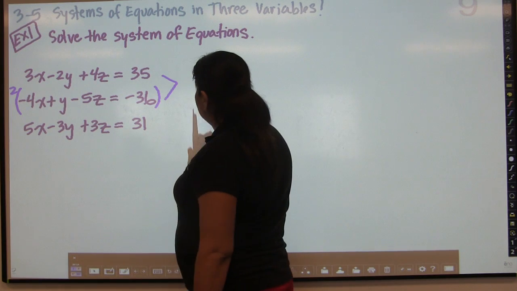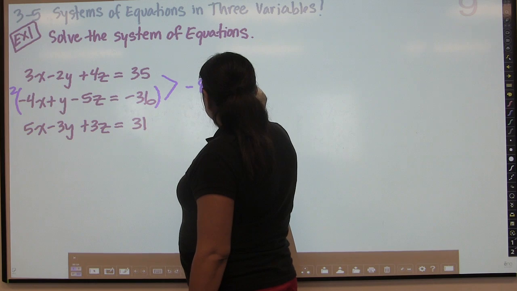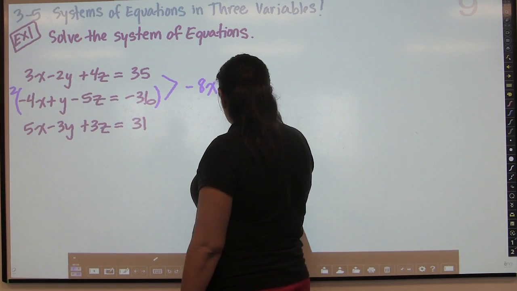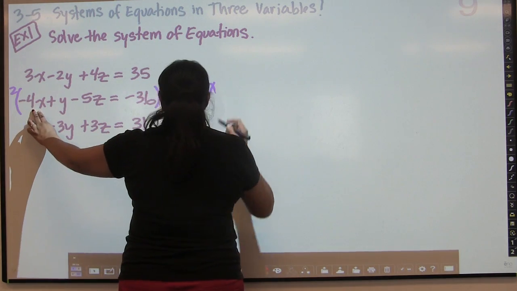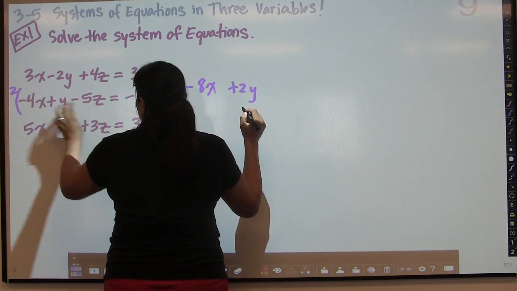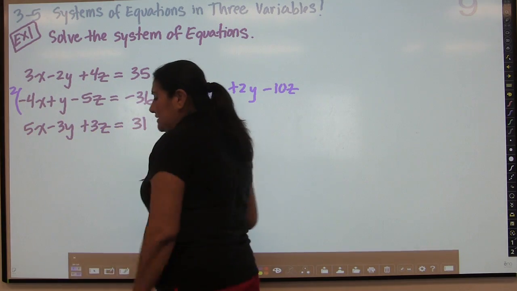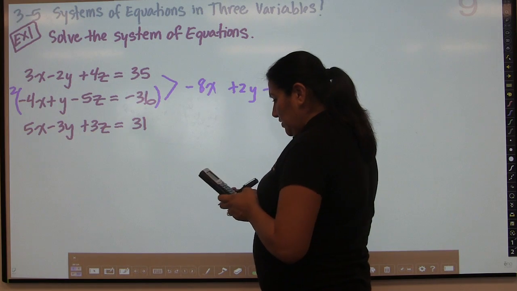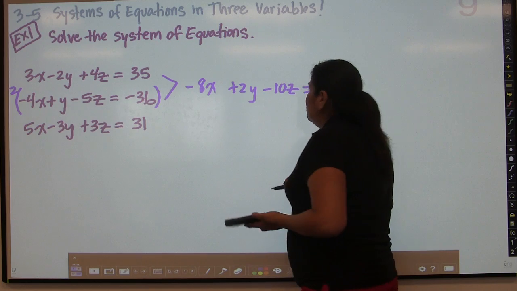then that will yield me negative 8x, plus 2y, minus 10z. Sorry, I forgot the y. Okay, so 2 times negative 4x is negative 8x, 2 times y is plus 2y, and then 2 times negative 5z is negative 10z, and then we'll get 2 times negative 36, and of course, because I'm lame, 2 times negative 36 is negative 72. So that's my new equation.